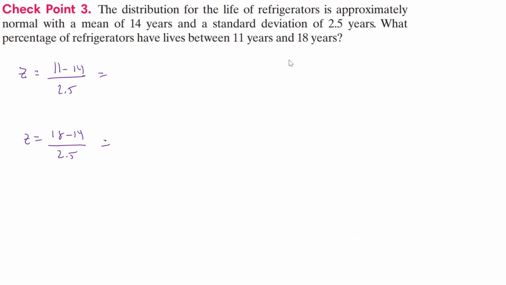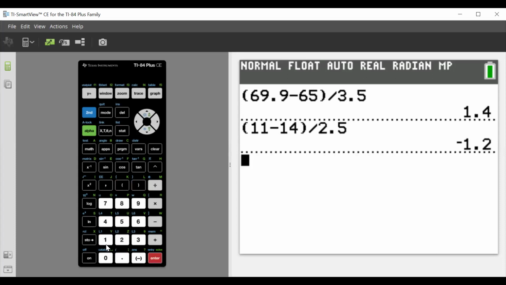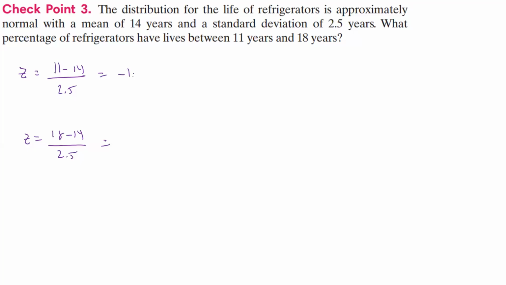Now we can get two calculations at the same time and write those down to find our z-scores. The first one was 11 minus 14 divided by 2.5, which is negative 1.2. The other one was 18 minus 14 divided by 2.5, and that gives us 1.6. Those are my two values I need to look up in the table: negative 1.2 and 1.6.